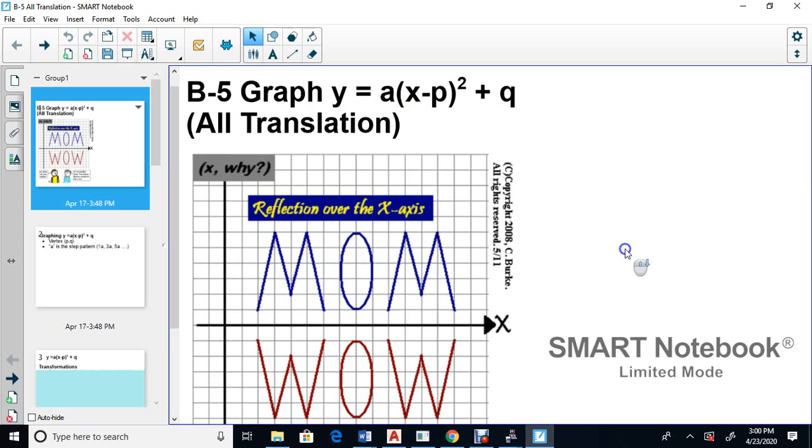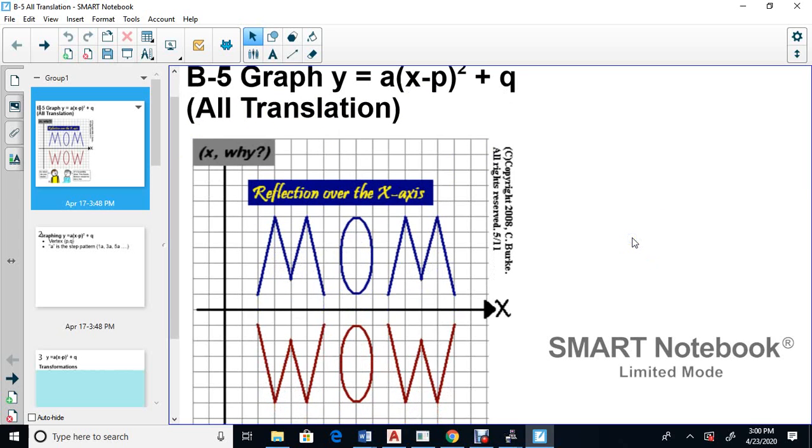Okay, down here we got a nice reflection. I know Mother's Day is coming up pretty soon. So here we go, mom. And if it reflects in the x-axis, wow, mom, wow.